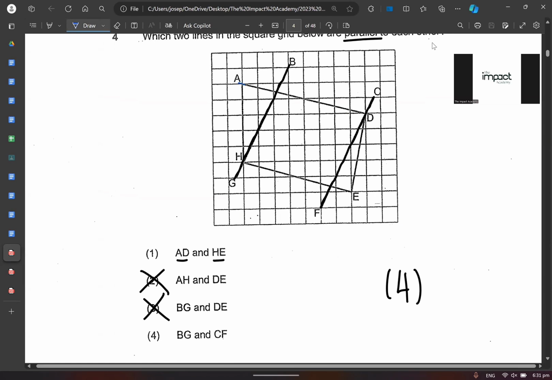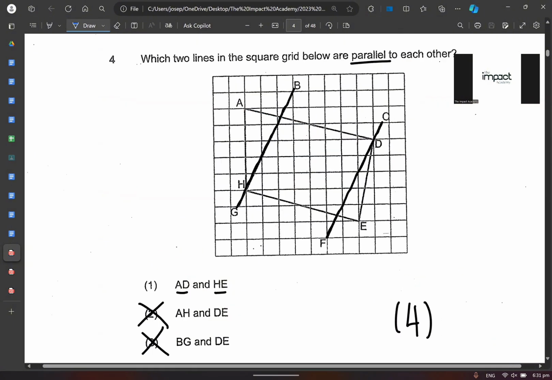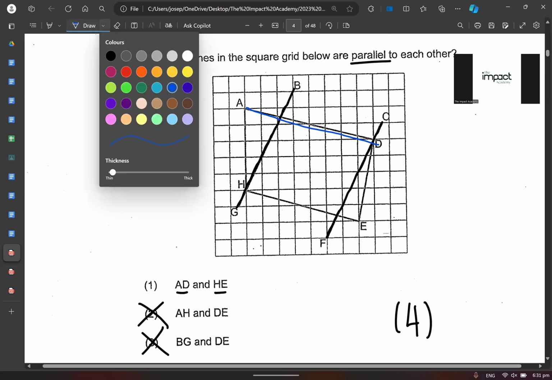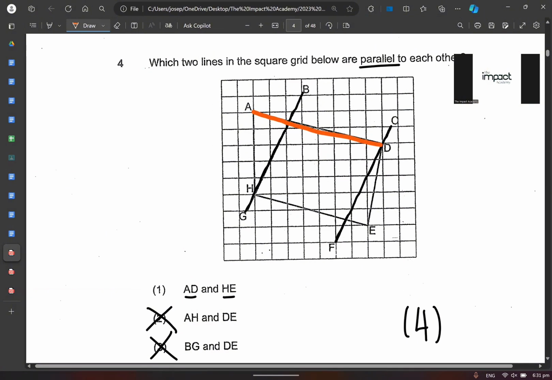Well, AD is over here, true? Where's AD? AD is basically over here, right? HE is basically the other one, correct or not? HE is basically this. Make sense?